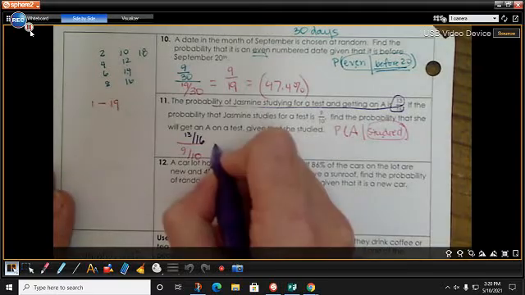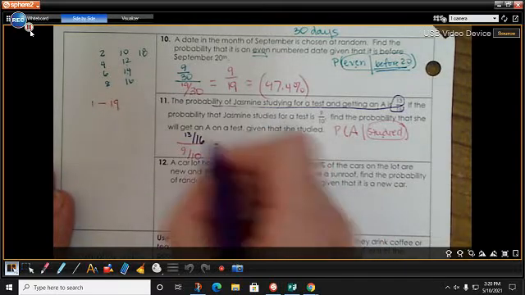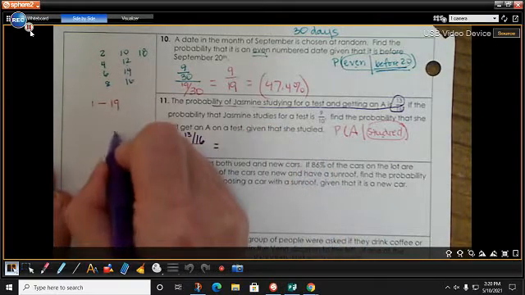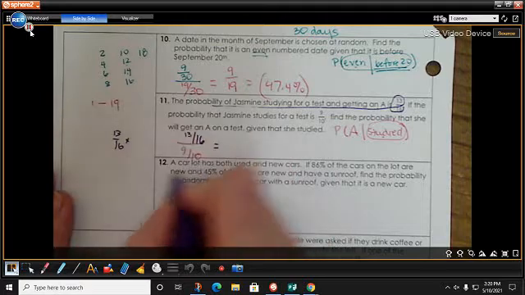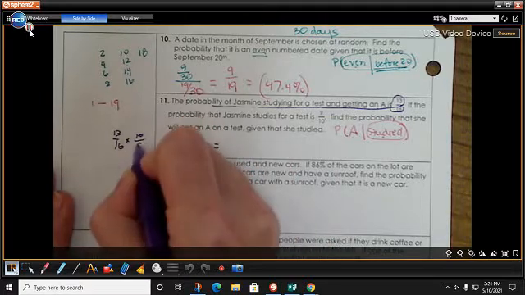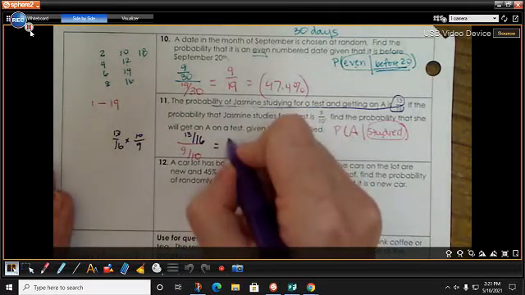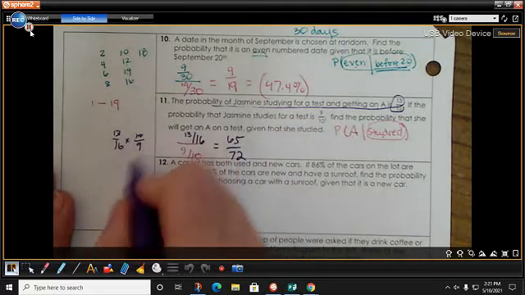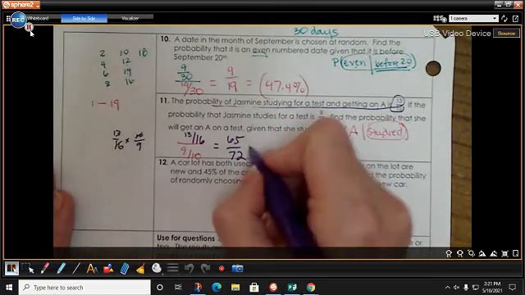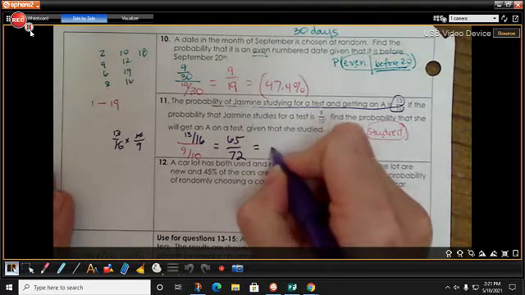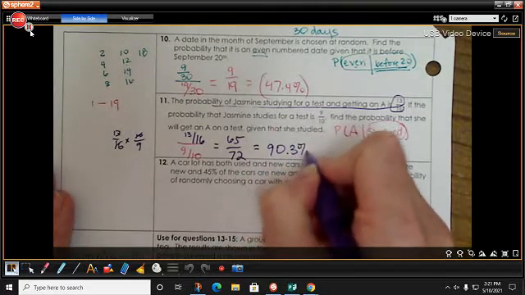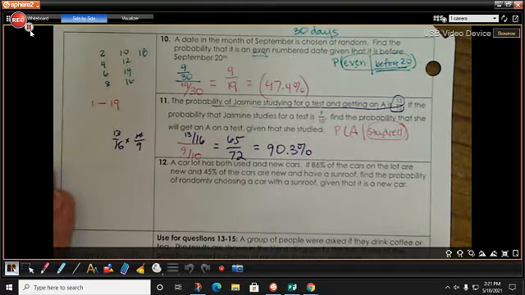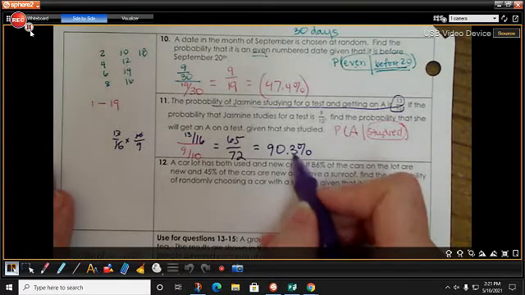So now I can put this together. And remember, when you divide, you're really going to be multiplying by the reciprocal. And that's going to come out to be 65 over 72 when you simplify all this down. Okay? And that comes out to be about a 90.3% chance. So if she studies, she's got a really good chance of getting an A. But she has to study first.